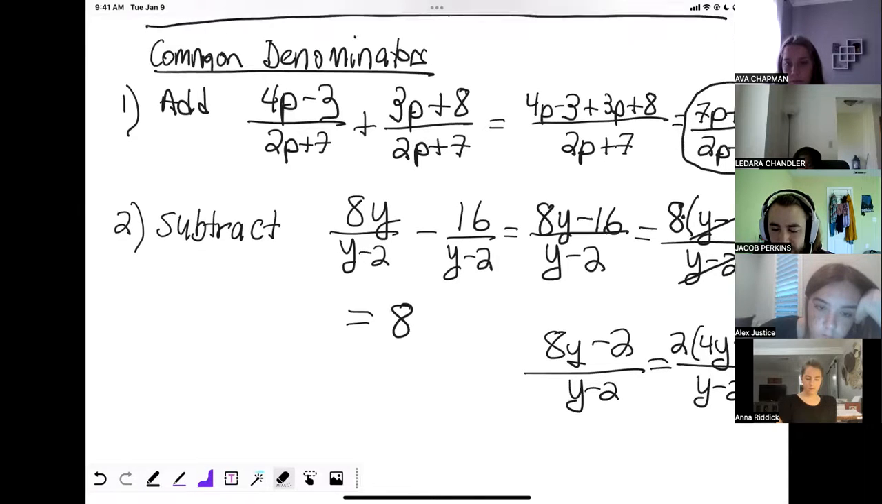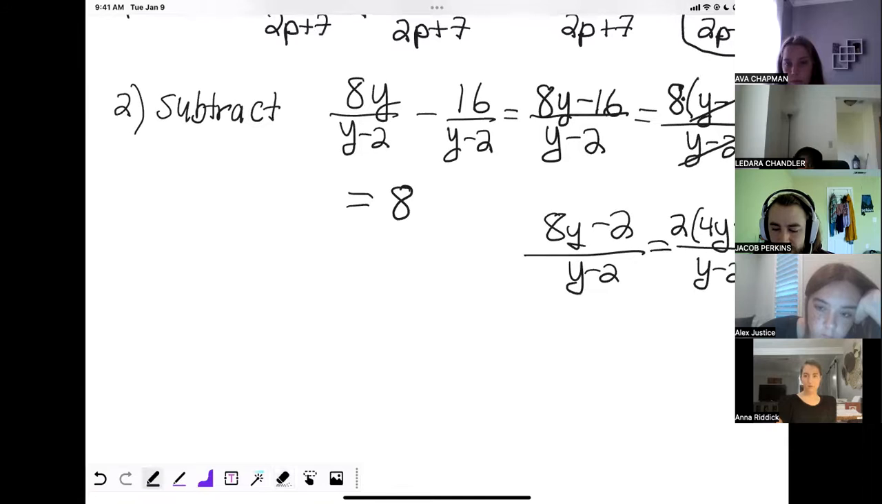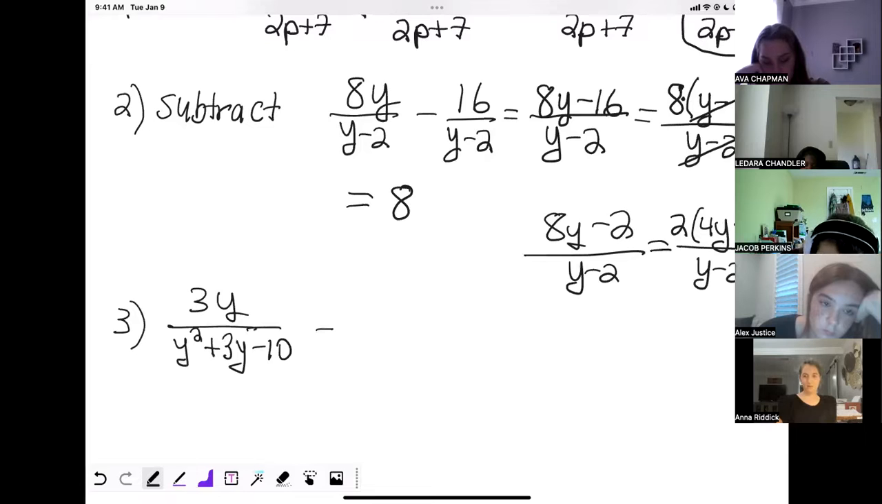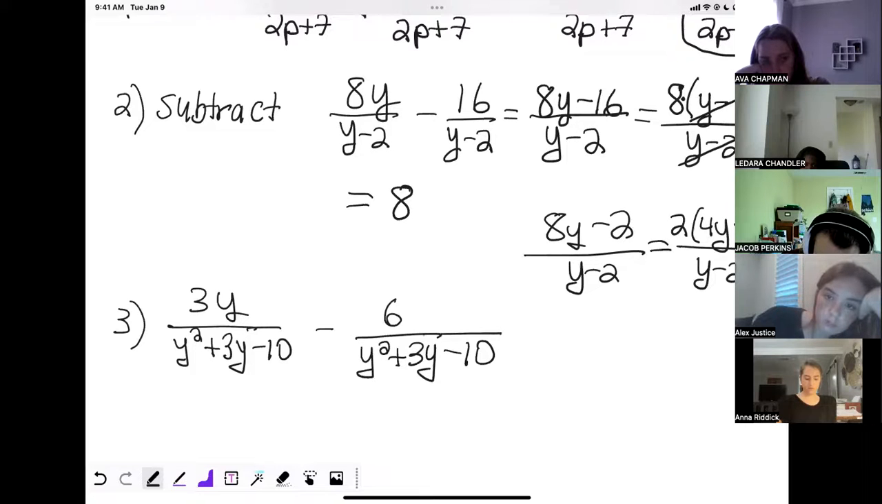I have one more, and then we're going to call it a night. 3. I hope your question is, okay, what do we do if they're not the same denominator? Well, that's what we're going to do next time. You have to get common denominators, just like a fraction. All right, 3y over y squared plus 3y minus 10 minus 6 over y squared plus 3y minus 10 equals. So we're subtracting. I should put subtract. I forgot. Subtract, although you can tell what we're doing.